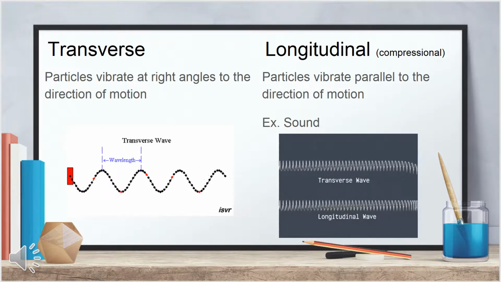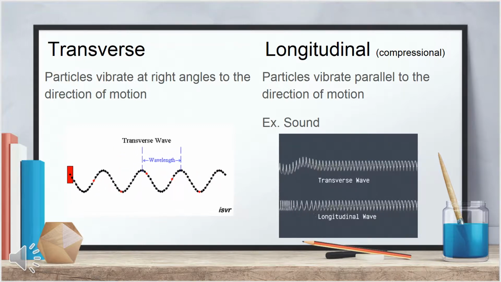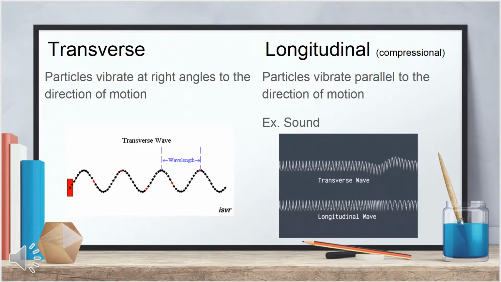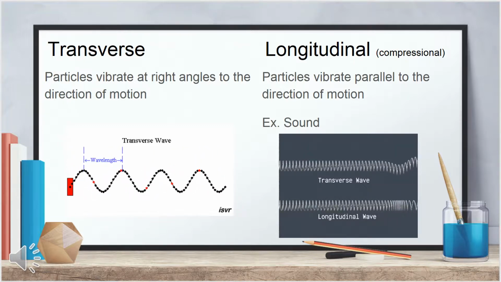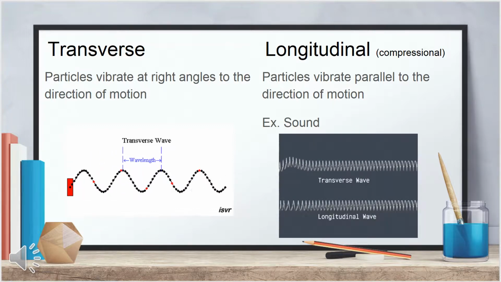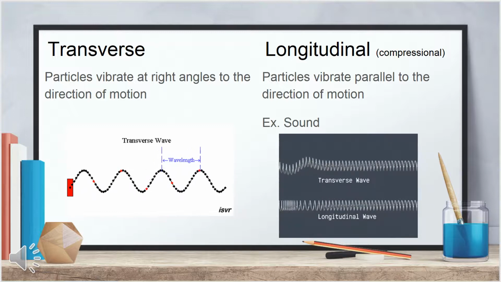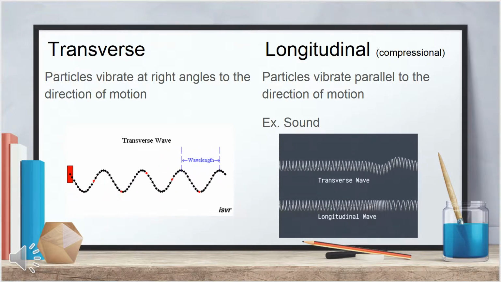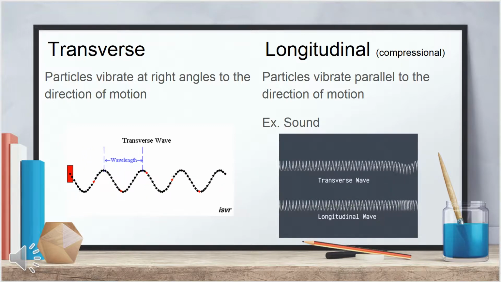The 2 main types of waves are transverse waves and longitudinal waves. Longitudinal waves are also called compressional waves. Transverse waves are when particles vibrate at right angles to the direction of motion, while longitudinal waves are when particles vibrate parallel to the direction of motion. An example of a longitudinal wave is sound.